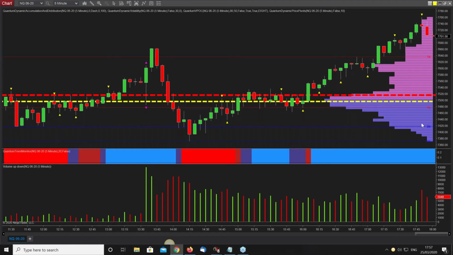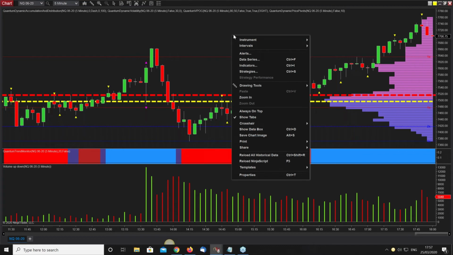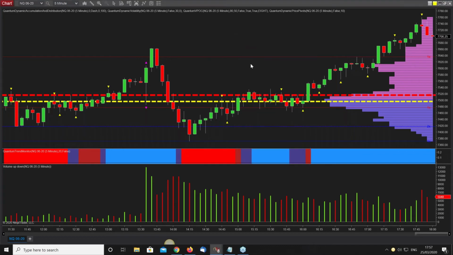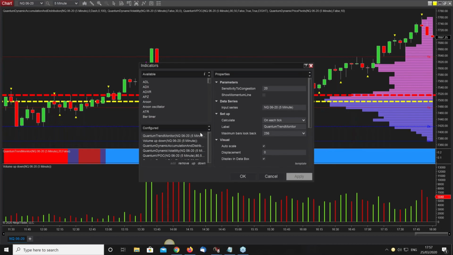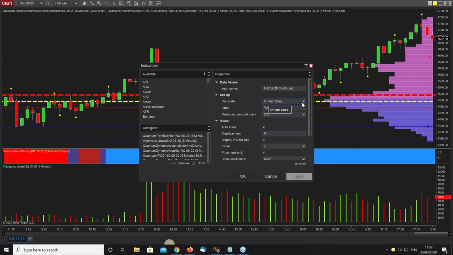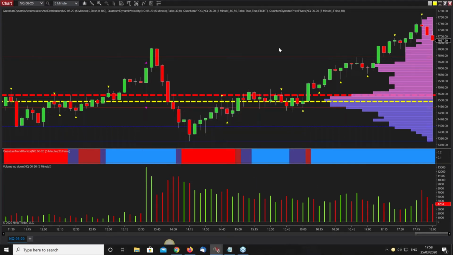So this will update. You can change it in the settings. You just go into indicators here, and there we go, volume up, down. I've got it on bar close, but you can change that to on tick or on price. In fact, I can do that now. There we go, put it on tick, apply that, and the volume will then appear. So we'll get the volume in real time building as the candle develops. It'll be interesting to see how much this volume builds on this particular candle.